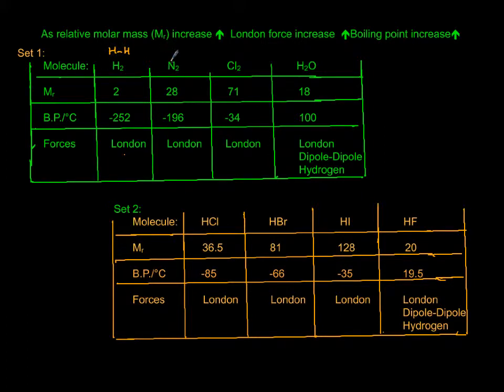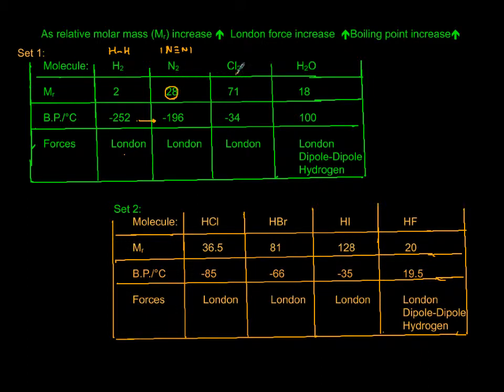Now we'll go to a bulkier and heavier molecule, nitrogen. Nitrogen is also nonpolar, but its molar mass is much higher. It's 28 grams per mole. So you see the boiling point is being increased. From negative 252, we have gone to negative 196. What do we have? We still have London dispersion, so the only effect is molar mass.